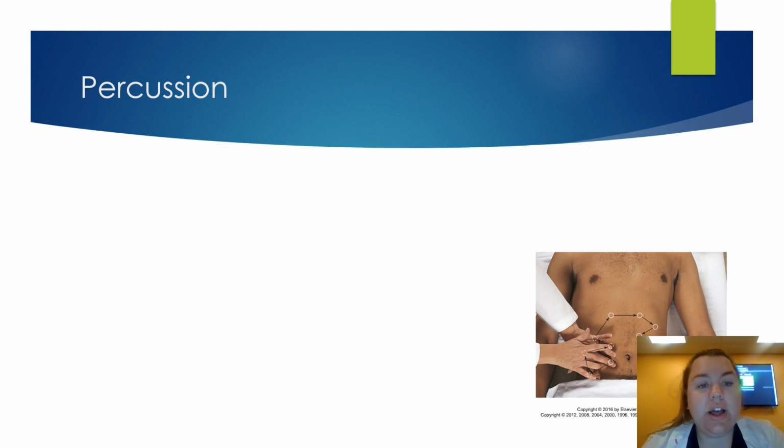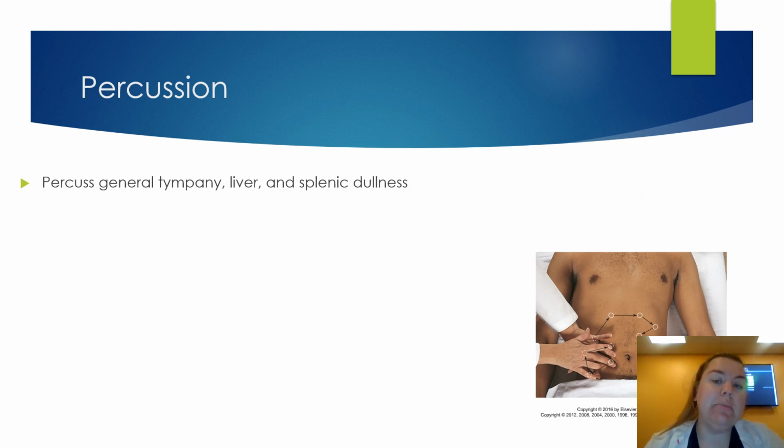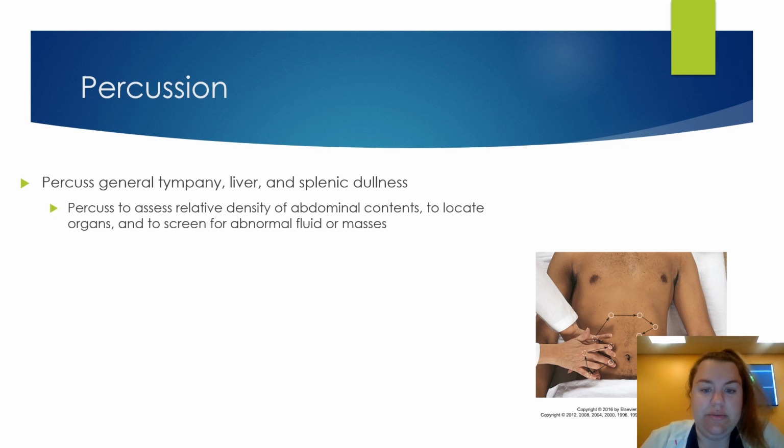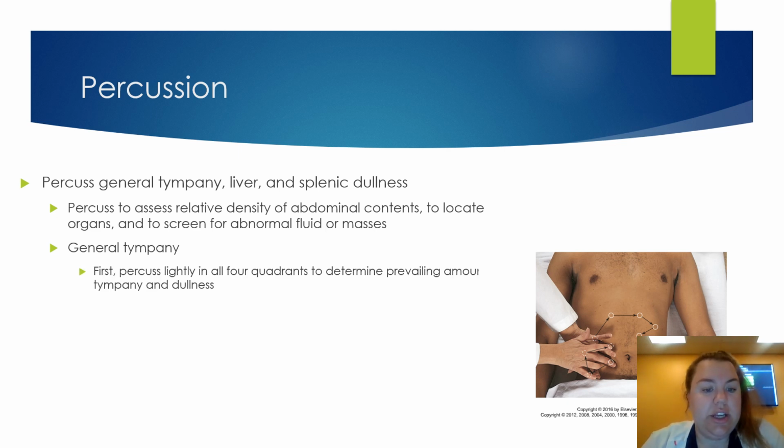So now we're going to percuss. So percussing, remember, drums. You're using 2 fingers and you want to do fingertips to fingertips. Okay, you don't want to go up here because you're just slapping your hand. You want to tap, okay, percuss on the fingertips. So when you're percussing, it's generally going to be tympany, okay? When you're percussing, it's just assessing the density of the abdominal contents to locate organs and to screen for any abdominal fluid or any masses. General tympany is the sound that you should hear.